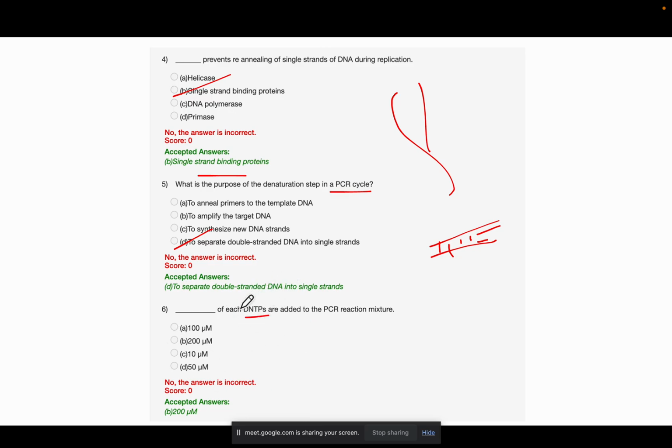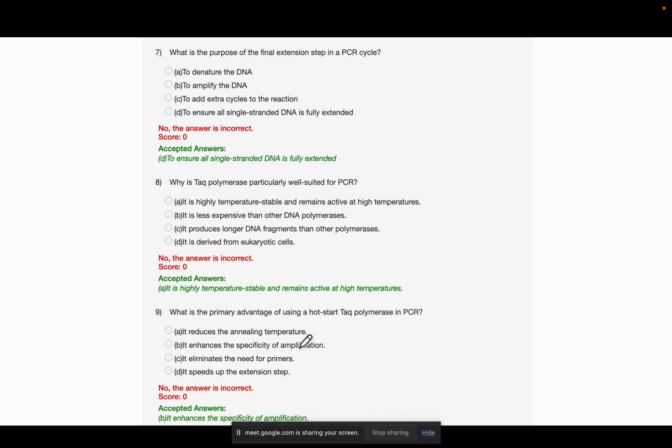Next question, how much of each deoxynucleotide are you adding to the PCR reaction mixture? From the experiment protocol, you have to remember that the amount is around 200 micromolar. Now we'll go forward to the next question.